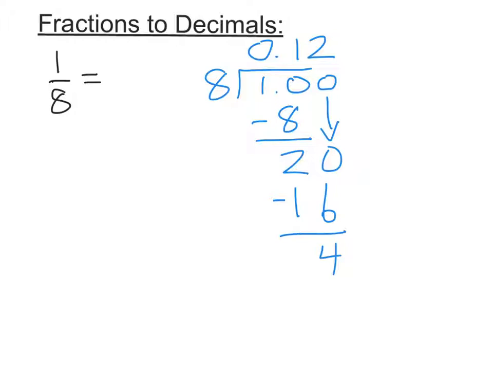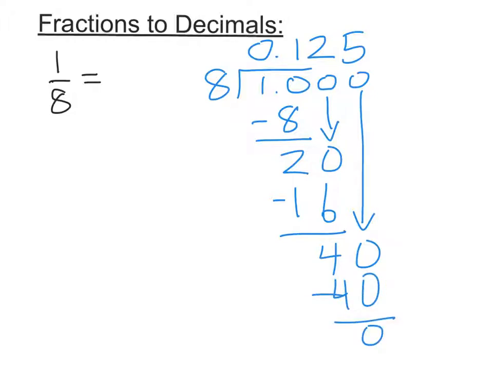Again, we don't have a 0 remainder, so we'll grab another 0 and bring it down. And here 8 into 40 goes 5 times. This time that's exactly 40, so we have our 0 remainder. So we just figured out 1/8 equals 0.125.